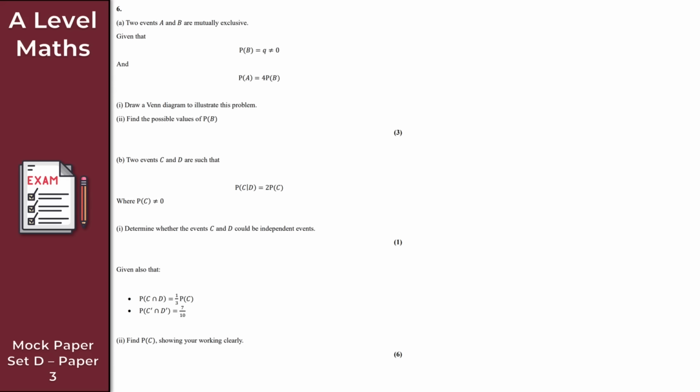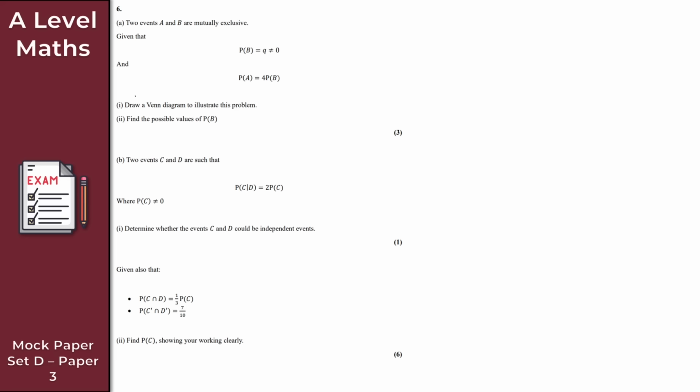And now for the final question then of the stats section here of this applied paper, we have question 6, which is on probability, right? So what I've got here then is 2 events, A and B, which are mutually exclusive. We're also given here that the probability of B is equal to Q, which cannot be equal to 0. And the probability of A then is equal to 4 lots of the probability of B.